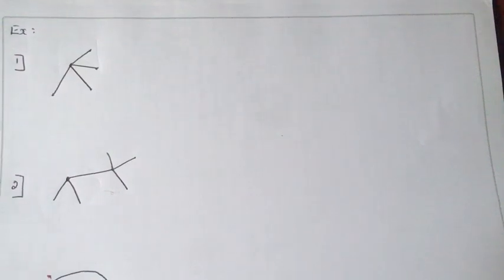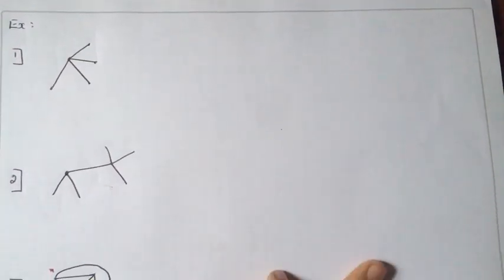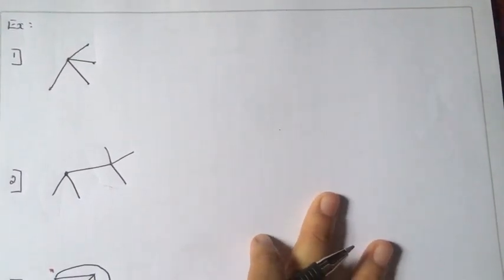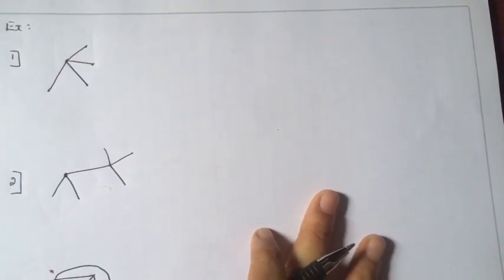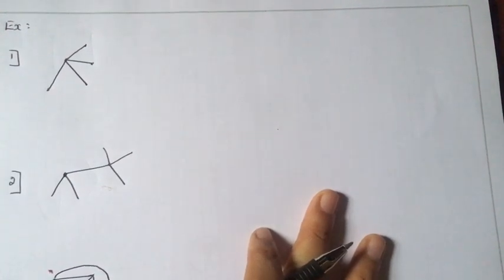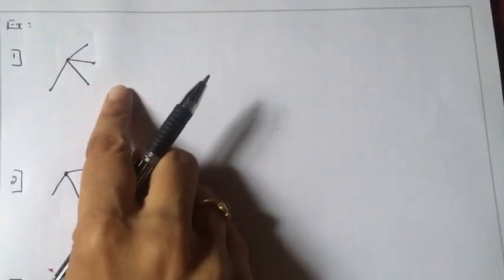Let us look at a few examples. I have a few graphs here. We'll see how to write the chromatic polynomial for a graph. When a graph is given to you, you have to check whether it is a complete graph or a tree. For these two kinds of graphs, I have a standard formula. So the first graph is a tree.